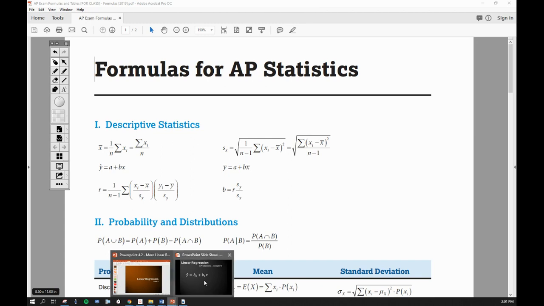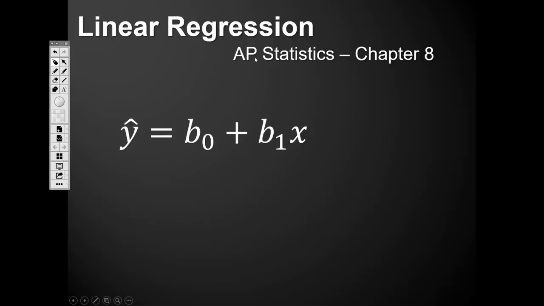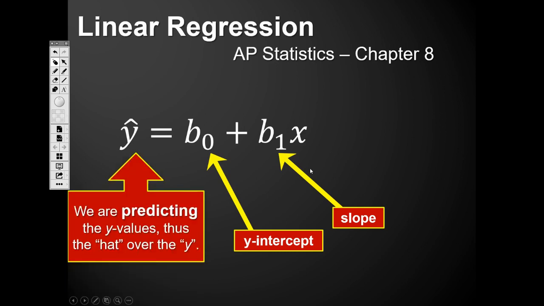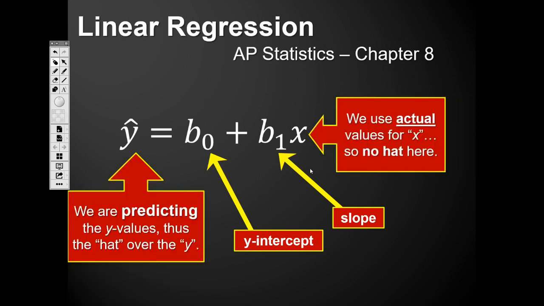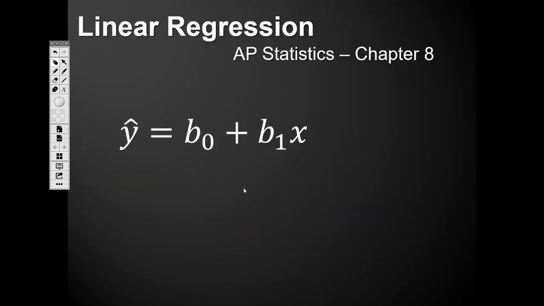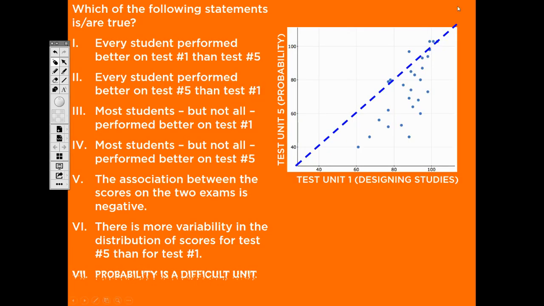Okay, so back to this. b naught is our y-intercept, b sub 1 is x, and these are kind of old because they don't give them to us like that anymore, you saw the formula. So here we go. Is a linear model appropriate? What we want to know is, should I even be using a linear model to model the data that I have? If we go back to our model that we had way back here, does this look linear?